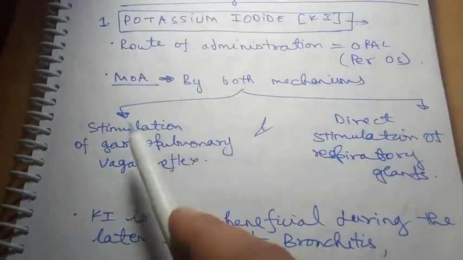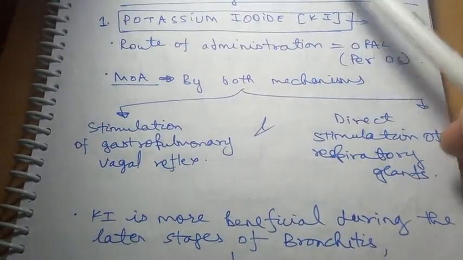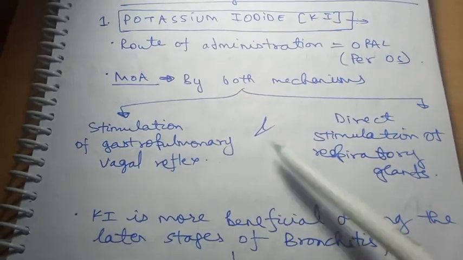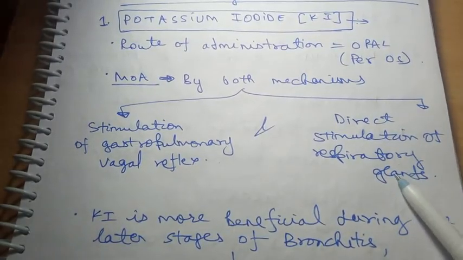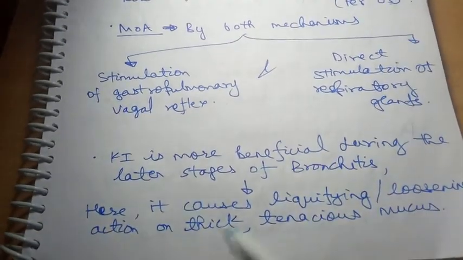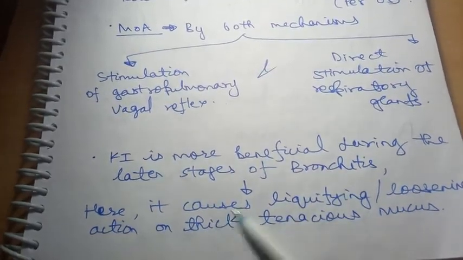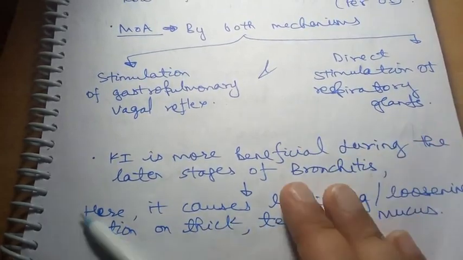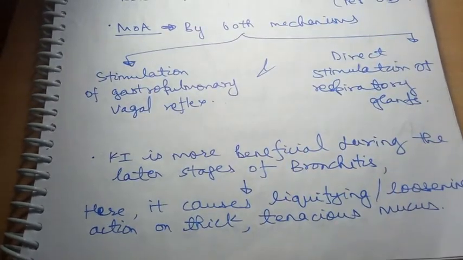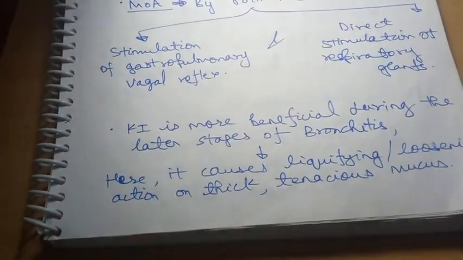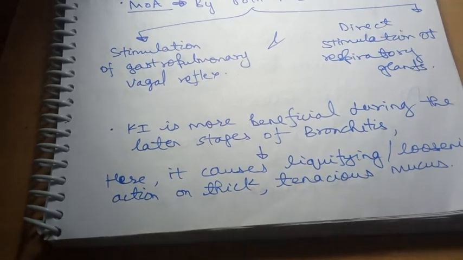The mechanism of action is both mechanisms: stimulation of the gastropulmonary vagal reflex and direct stimulation of respiratory glands. This point is important because it can be asked; when I solved the MCQs, it was asked in one particular MCQ. Potassium iodide is more beneficial in the later stages of bronchitis. It is not helpful in the earlier stages of bronchitis or in the acute form of mucus production, when there is excessive mucus production acutely.